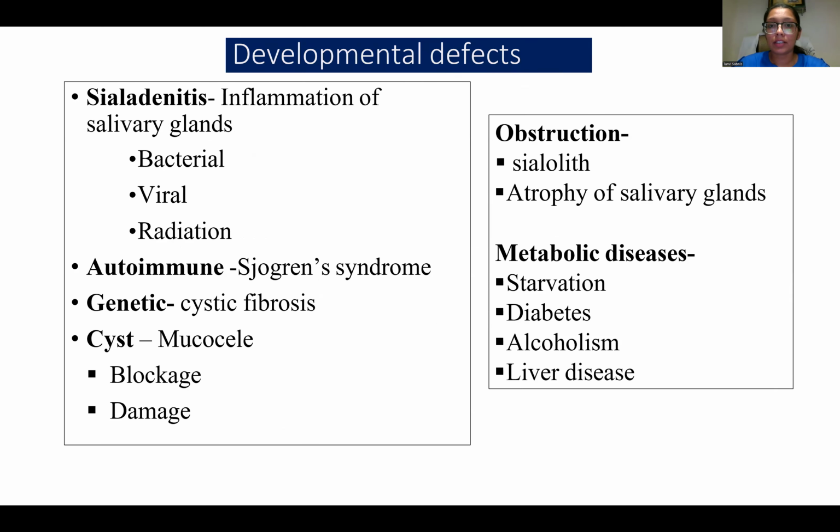Coming to the developmental defects, here it is sialadenitis, that is the inflammation of the salivary glands, which can be because of bacterial, viral infection, and radiation therapy. Autoimmune can be Sjogren's syndrome. Genetic can be cystic fibrosis. Cyst can be because of mucus formation, that is a pus accumulation, because of blockage or damage through the ductal path. Obstruction can be because of sialolith formation. A sialolith is a stone formed in the salivary gland, or atrophy of salivary glands. Metabolic disease such as starvation, diabetes, alcoholism, and liver disease.